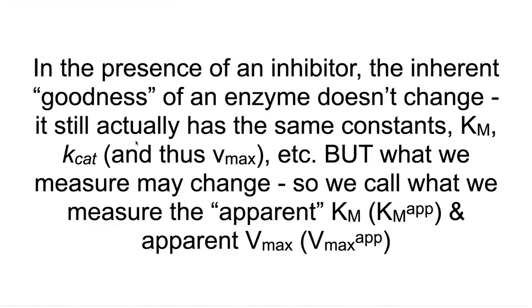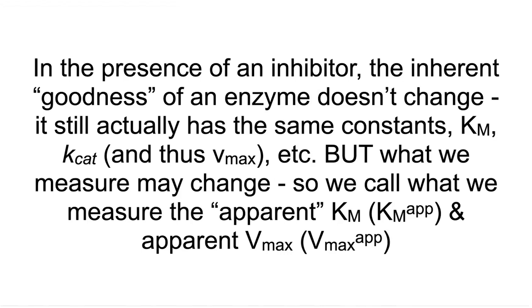An important thing to keep in mind is that in the presence of an inhibitor, the inherent goodness of that enzyme isn't going to change. It still has the same kinetic constants. So Km isn't going to change, your actual affinity for the substrate isn't going to change, but it might look like it's changing. And so we can say a Km apparent might change.